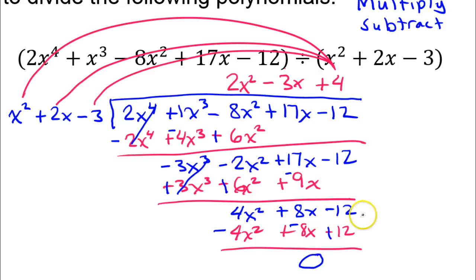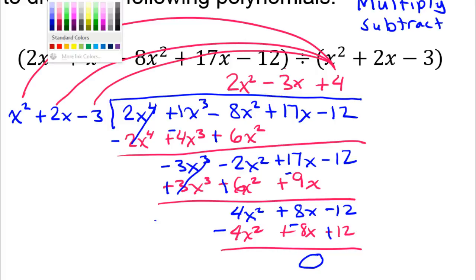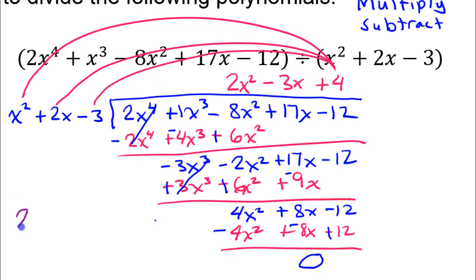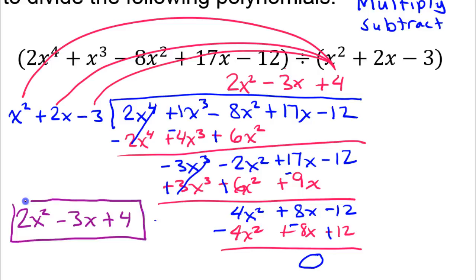There is no remainder. That means the final answer is this that's sitting up top. The final answer is 2x squared minus 3x plus 4. Alright, so that is how you do long division with polynomials.